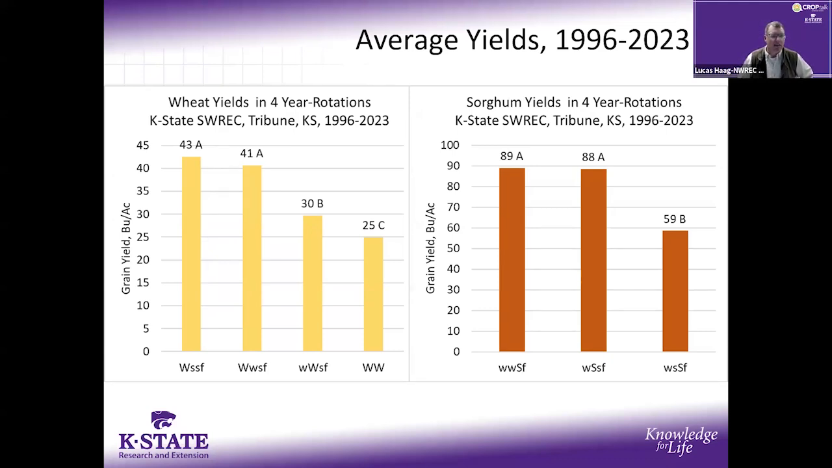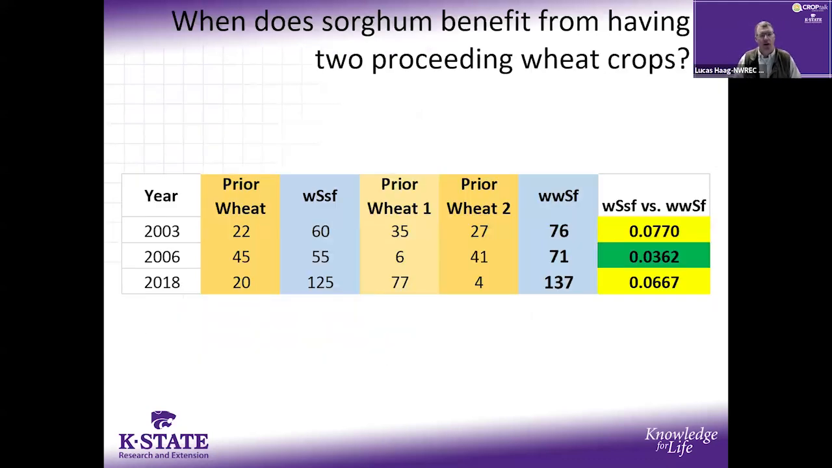Now, I say it doesn't matter if sorghum follows 1 year of wheat or 2. There are a few exceptions to that we've seen over the years. And so these are 3 years in the study where it mattered whether that sorghum was after 1 year of wheat or 2 years of wheat. And if you look at what's really driving this, here's the sequence. So this is the prior year wheat crop, sorghum into first year wheat, or for sorghum that was after 2 years wheat, this is after the first and the second wheat crop.